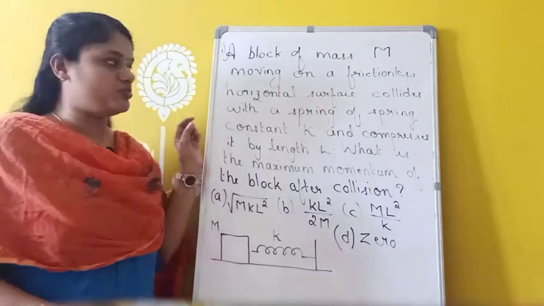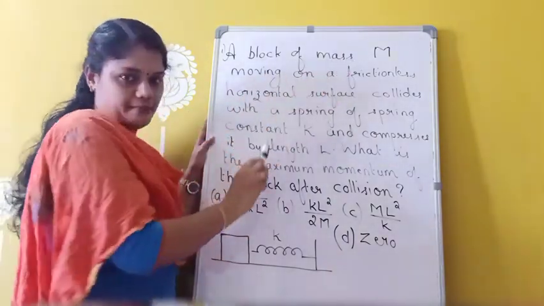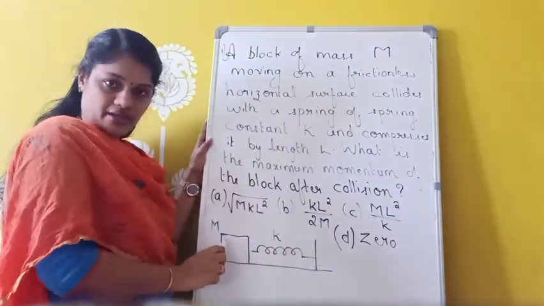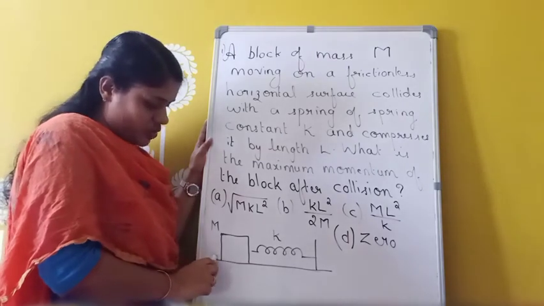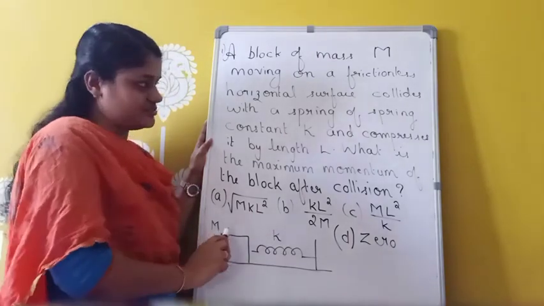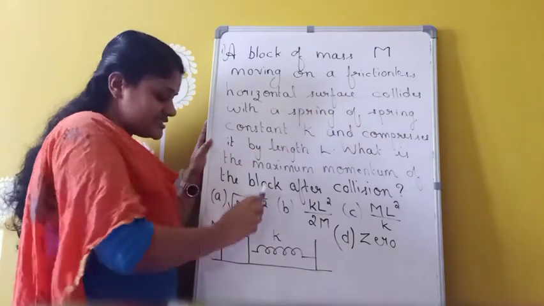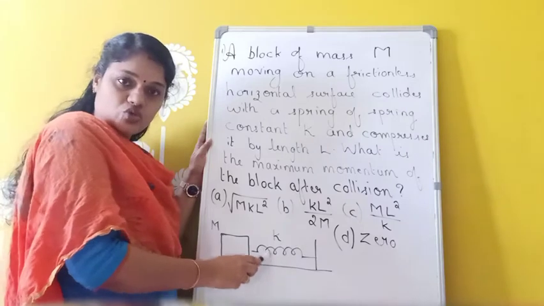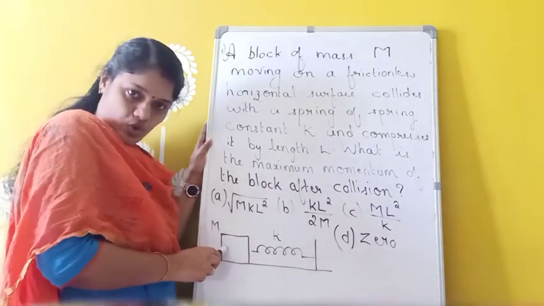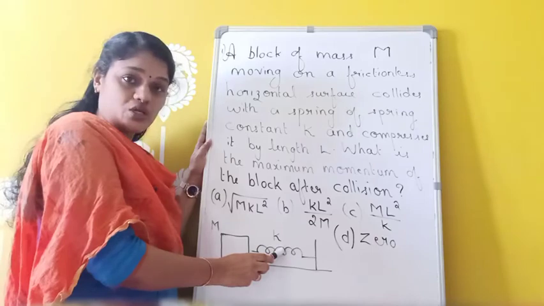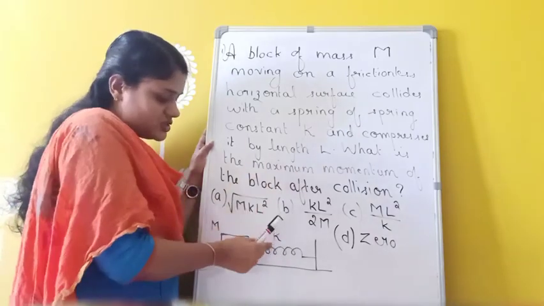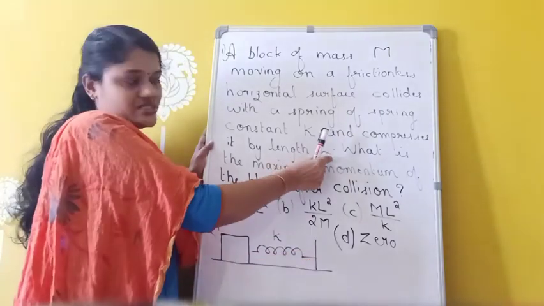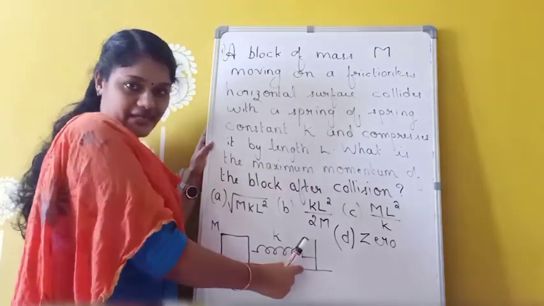So today's first problem. A block of mass M is moving on a frictionless horizontal surface. So here a block is having a mass M. It is moving on a frictionless horizontal surface and this block collides with a spring having spring constant K. Then at that time what happens? This spring is compressed to a length of how much? L. So this spring compresses by a length capital L.